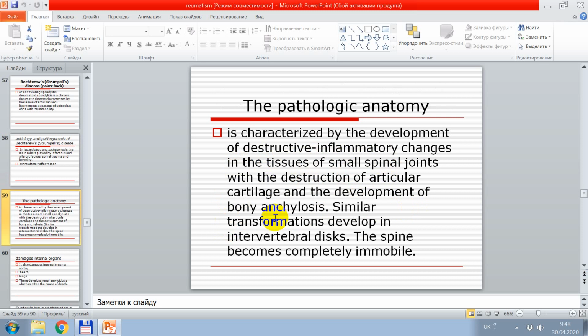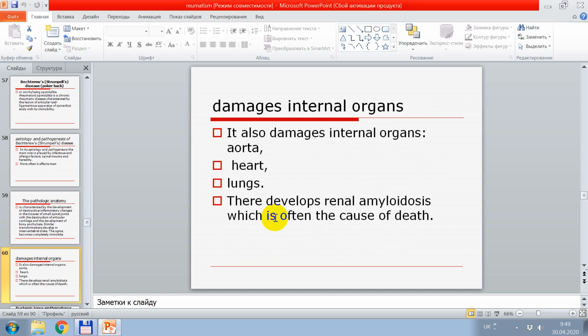Pathological anatomy is characterized by the development of destructive inflammatory change in the tissues of small spinal joints with the destruction of articular cartilage and the development of bony ankylosis. Similar transformation develops in intervertebral discs. The spine becomes completely immobile. It also damages internal organs: aorta, heart, lungs. There develops renal amyloidosis, which is often the cause of death.